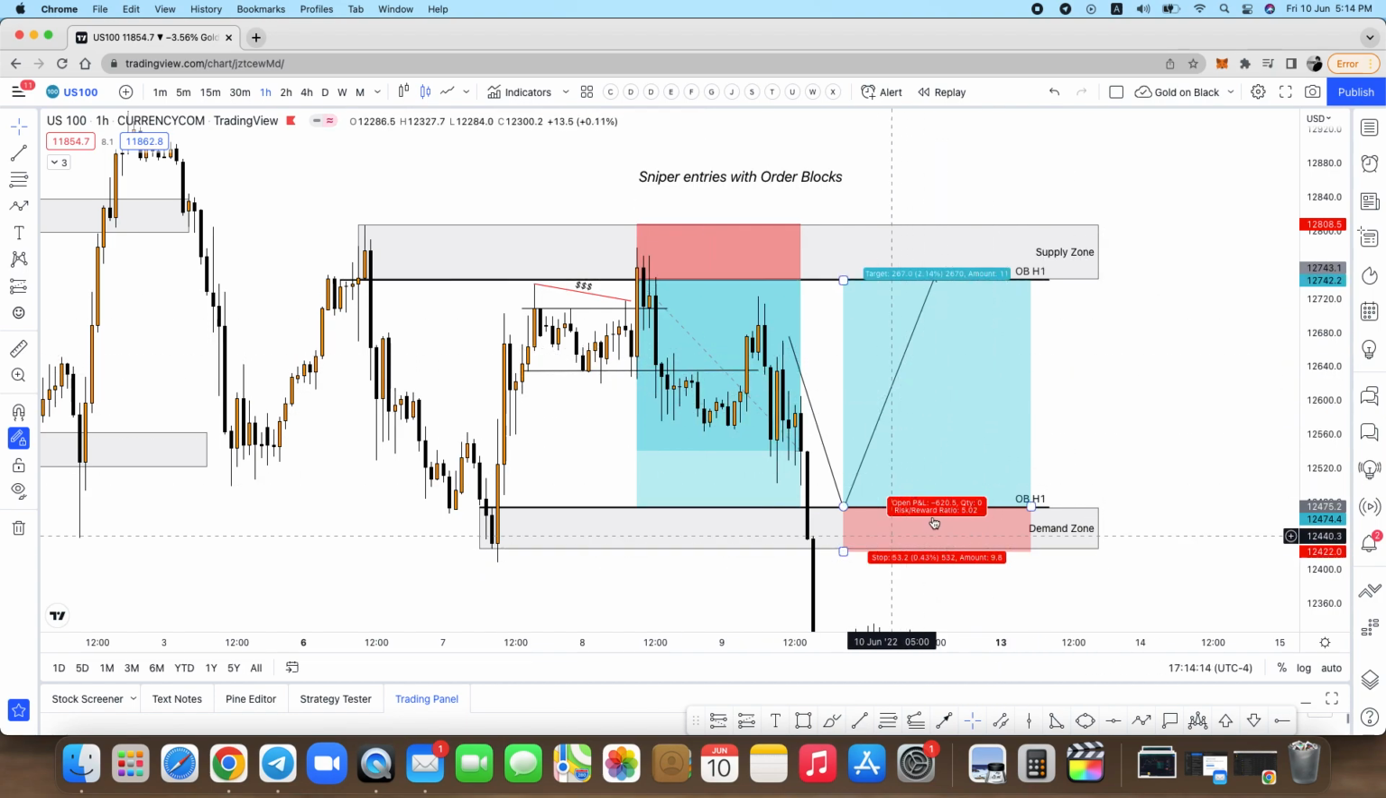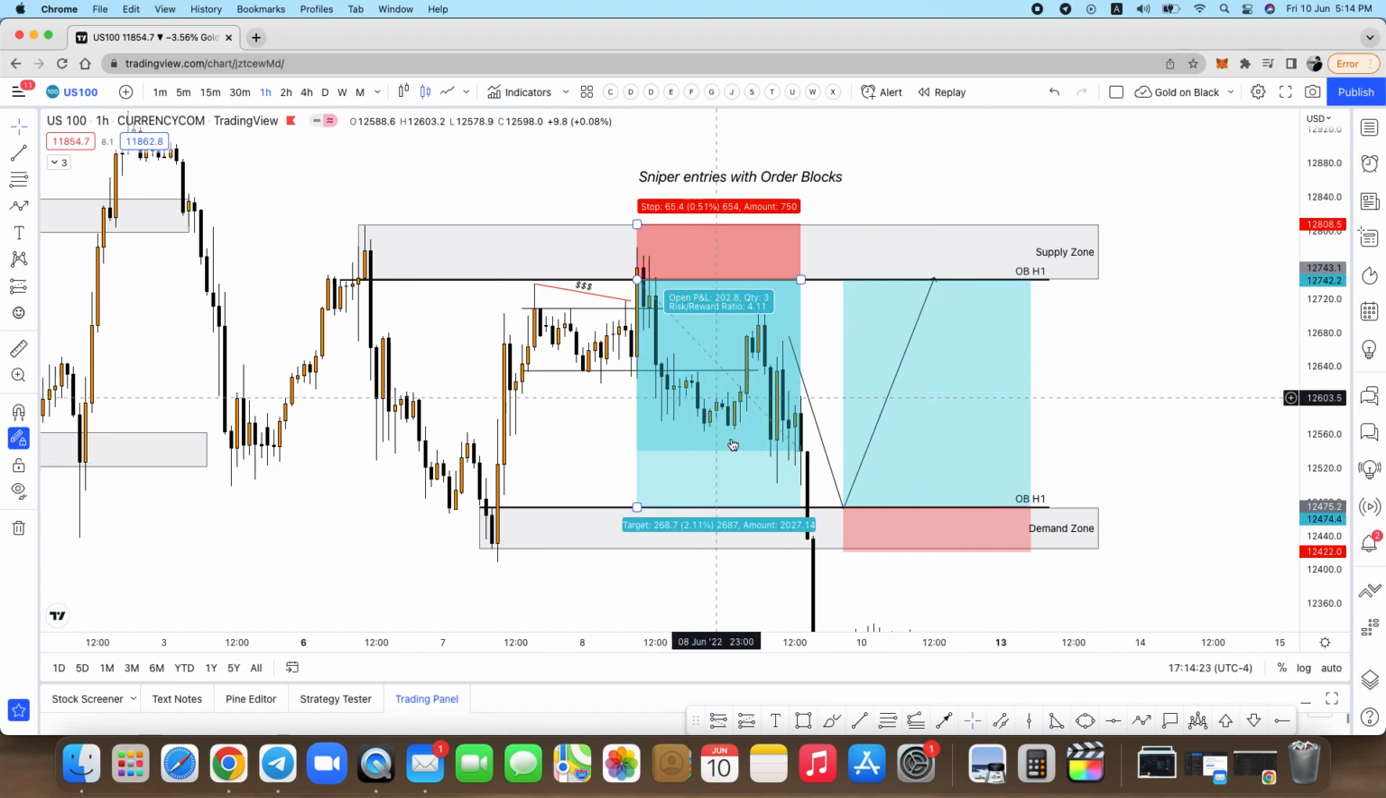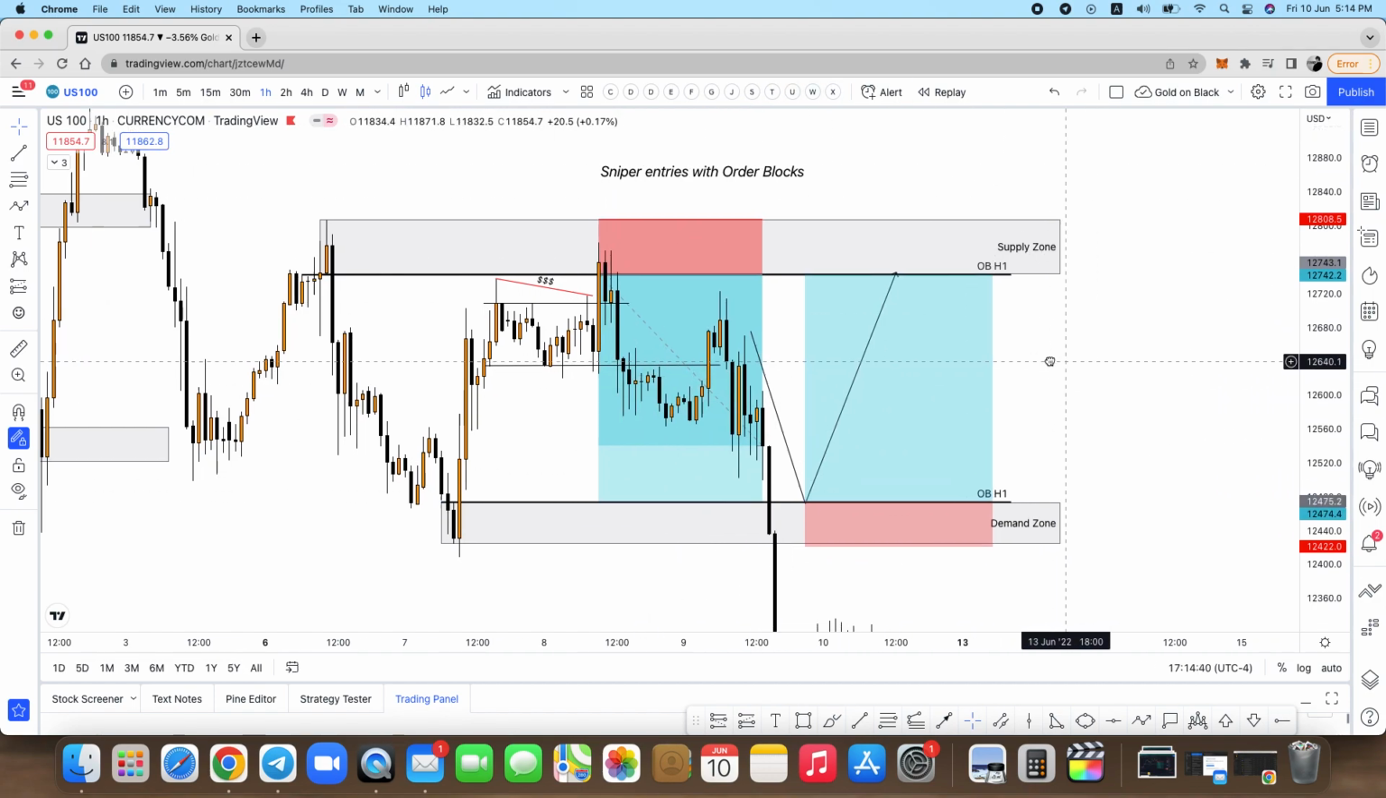You could be risking just 1% of your account in here and you're making 5% back, right? 5% against 1%. Right here, you were risking 1% and your TP was a 1-4 risk to reward. So whatever you were risking here, 1%, this was a 4% reward. So it's worth it.